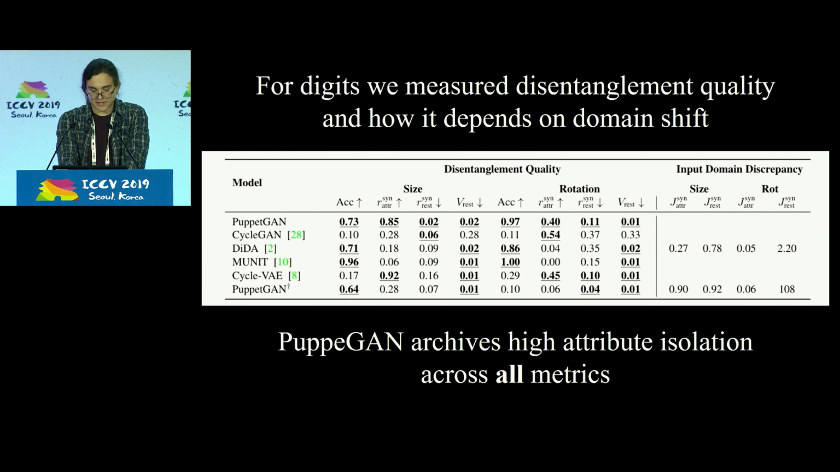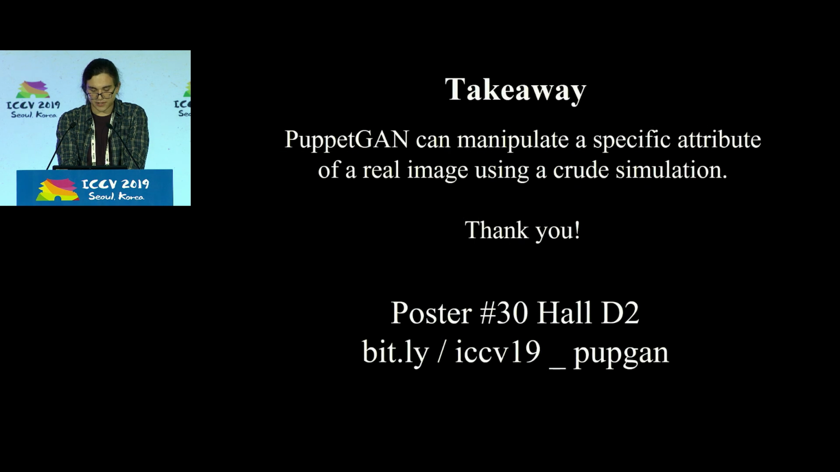To sum up, the PuppetGAN learns how to control individual attributes in real images from very crude domain simulations. Thank you.